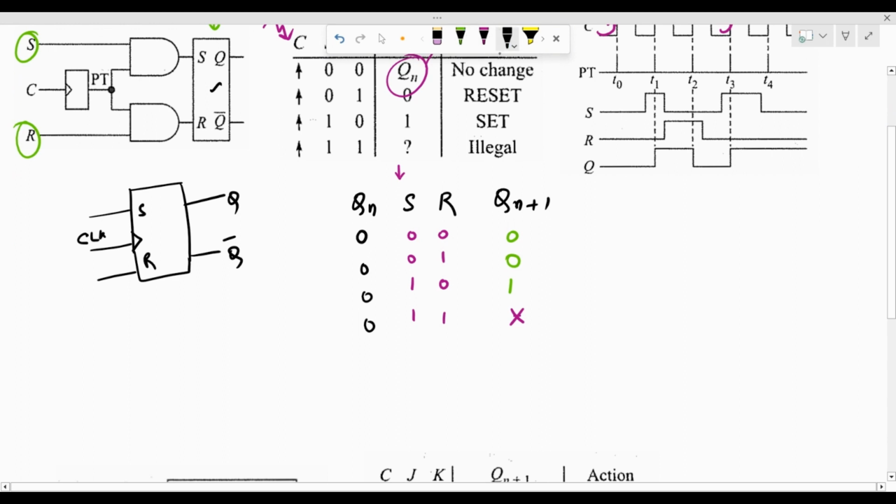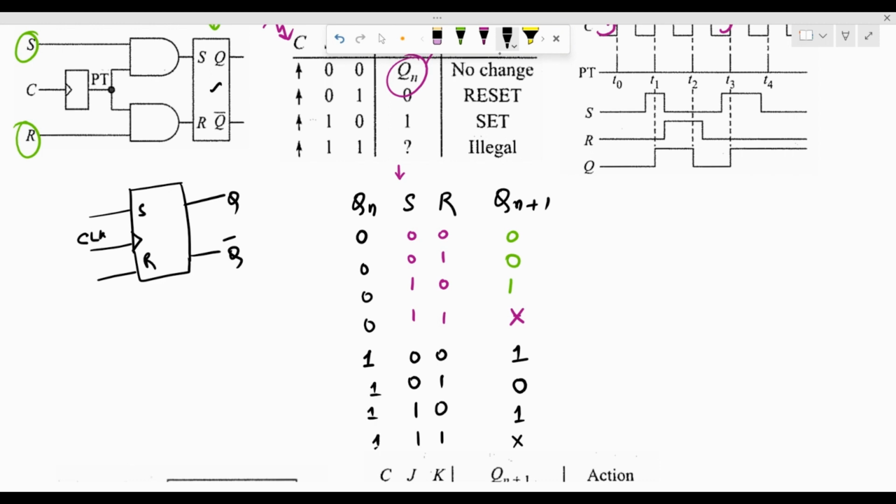What would that be? That would be for Qn equal to 1. When Qn is high, again I can have 0 0, 0 1, 1 0 and 1 1 as possible inputs to the SR flip-flop. For no change, here I'll get 1 because the previous state was 1, so the next state will remain 1. When reset is high, the previous state was 1, the next state will become 0 because the reset pin is high. For set, it will remain 1. The output will be set no matter what the previous state was, right? And for 1 1, it's don't care. I should ignore this input.